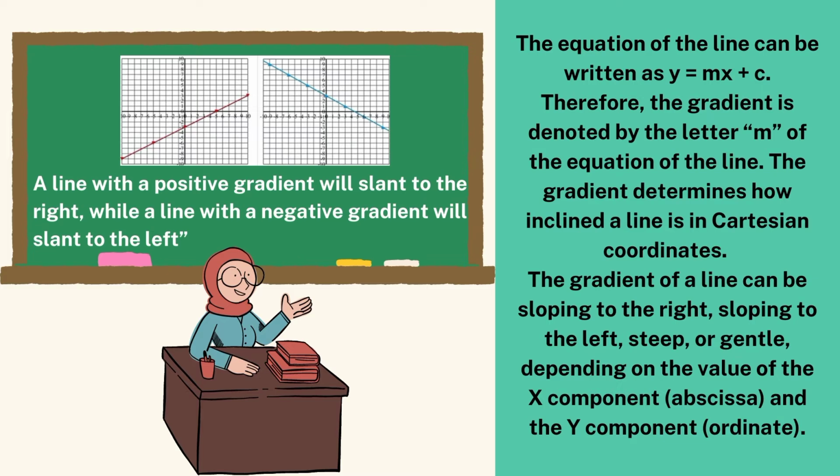The gradient of a line can be sloping to the right, sloping to the left, steep, or gentle, depending on the value of the x-component (abscissa) and the y-component (ordinate). Examples of various types of gradient on a straight line can be seen in the image below. A line with a positive gradient will slant to the right, while a line with a negative gradient will slant to the left.